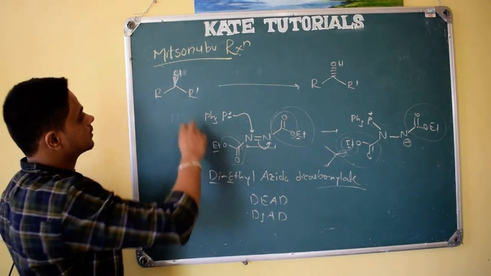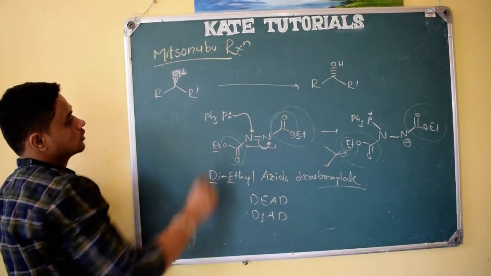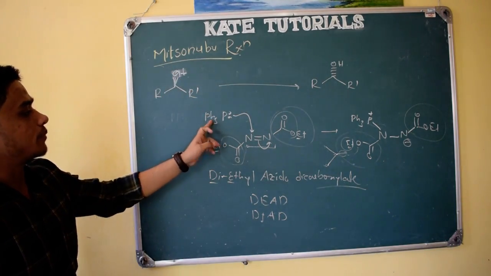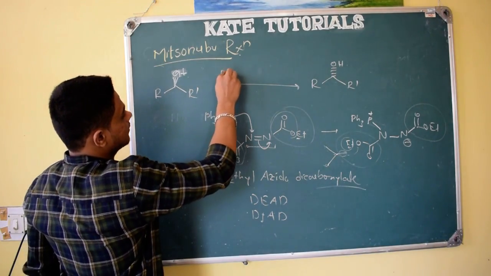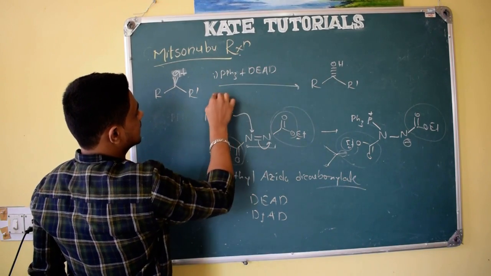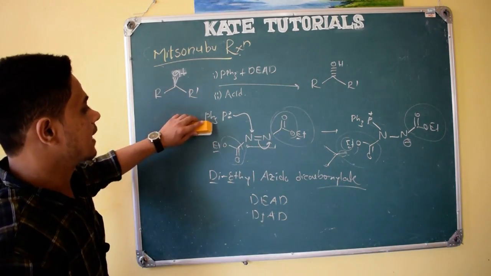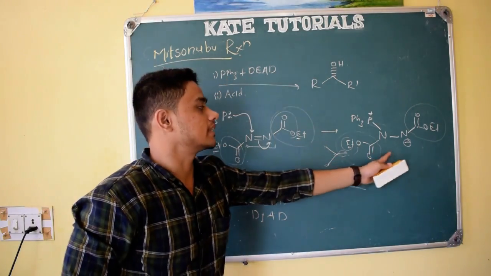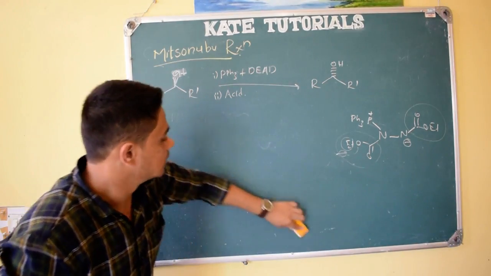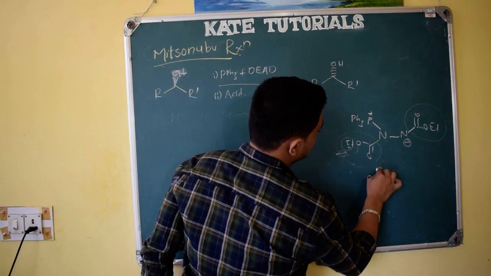So what he did, he took the reagent. Here I have taken alcohol, right? In this Mitsunobu reaction we need to take alcohol in the presence of PPh3 and DEAD. That is the first reagent. The second reagent, we add any acid. Why we add acid? That we will discuss. So when we add PPh3 and DEAD, we get this reagent. Second step, we add acid. What kind of acid? Any acid, RCOOH.